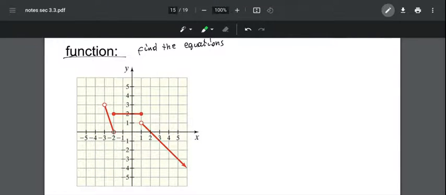So here, this piecewise defined function has 3 different functions. This is function 1. This is function 2. And this is function 3. So function 1 and 3, I can see that they are straight lines. Function 2 is the constant line, which is a horizontal line. So first, find the equation for function 1.